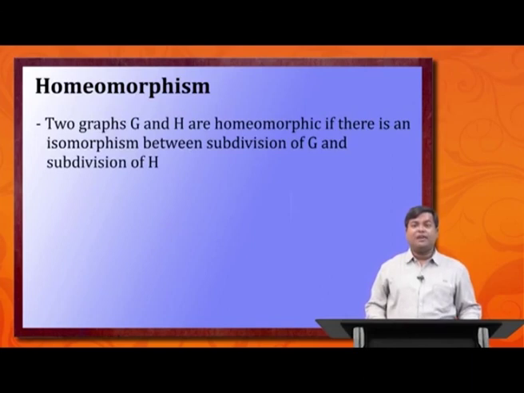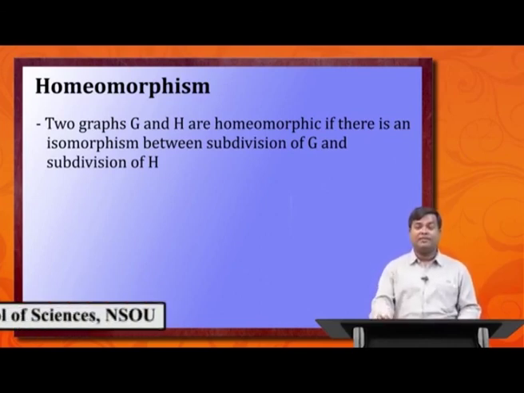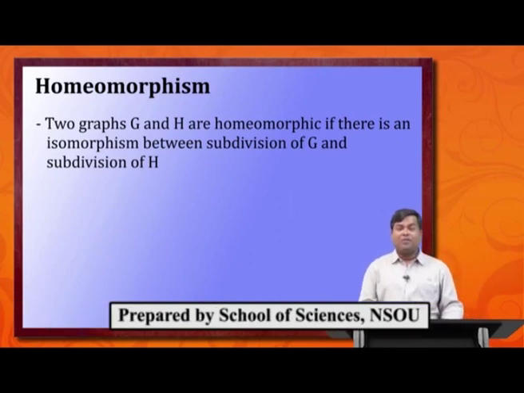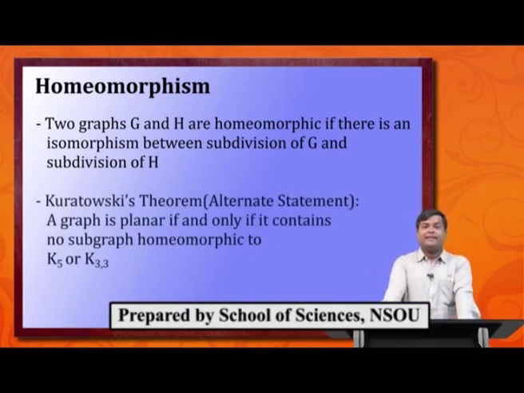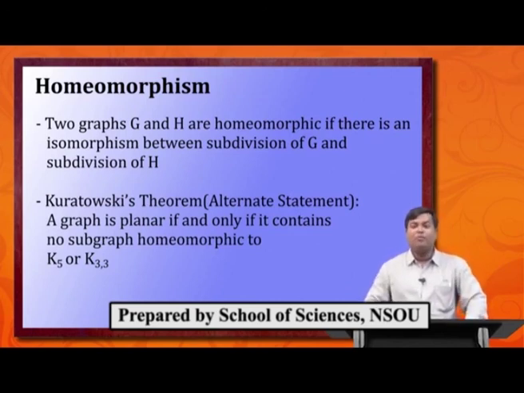Two graphs G and H are homeomorphic if there is an isomorphism between a subdivision of G and a subdivision of H. So we are not bothering about G and H themselves, but whether the subdivision of G and the subdivision of H are isomorphic. If they are, then we can say G is homeomorphic to H, or G and H are homeomorphic. Based on this definition, we can state Kuratowski's theorem in an alternative way: a graph is planar if and only if it contains no subgraph homeomorphic to K5 or K33.